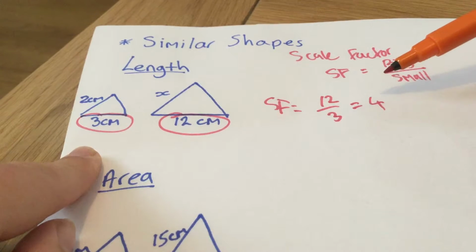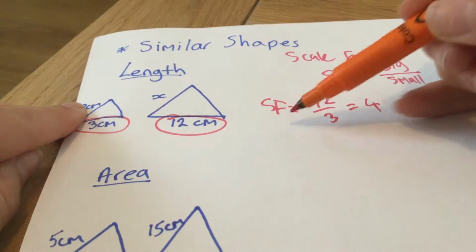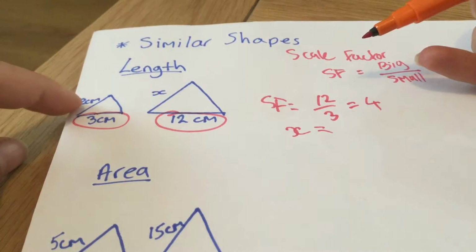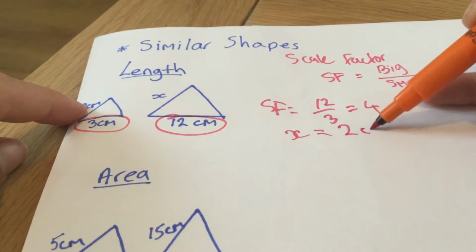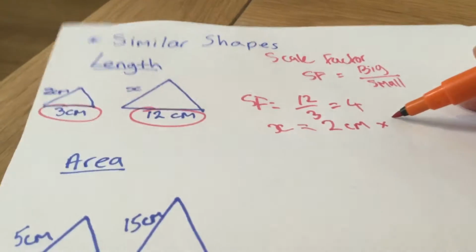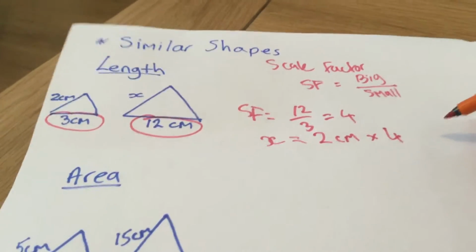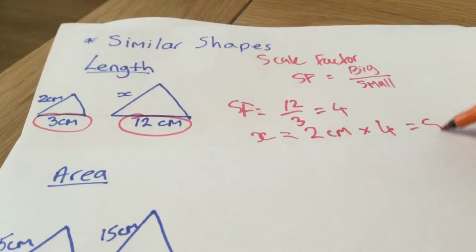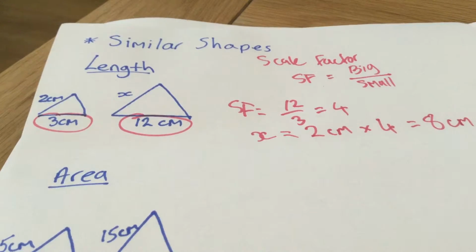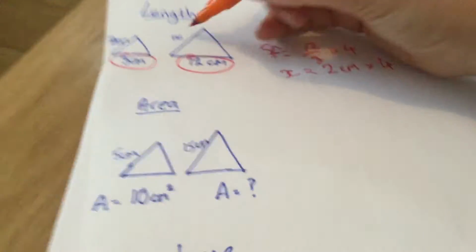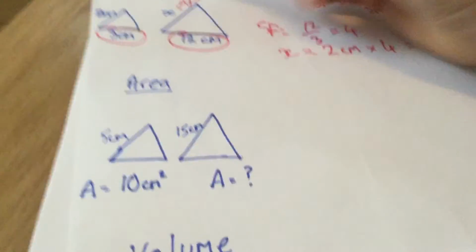Once I've stated that my scale factor is 4, I can then show that X is going to be equal to the 2 centimetres multiplied by whatever I said my scale factor was. So in this case, 4. And 2 centimetres times by 4 is going to give us an 8 centimetre answer. So the missing length here, X equals 8 centimetres.